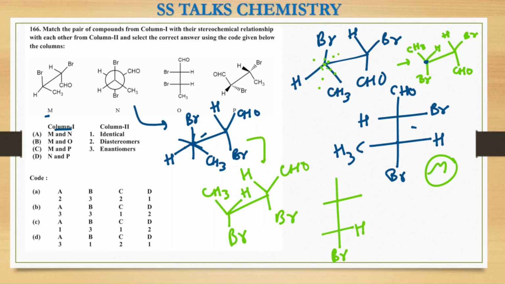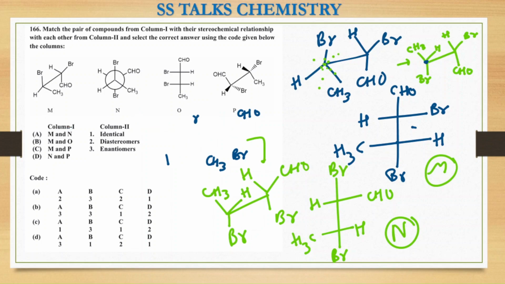Here will be bromine, hydrogen, this methyl group and this is CHO, and the hydrogen, and this is your Br. So this is your molecule N. So M and N we have drawn, right? So just let us copy it and we can paste it.